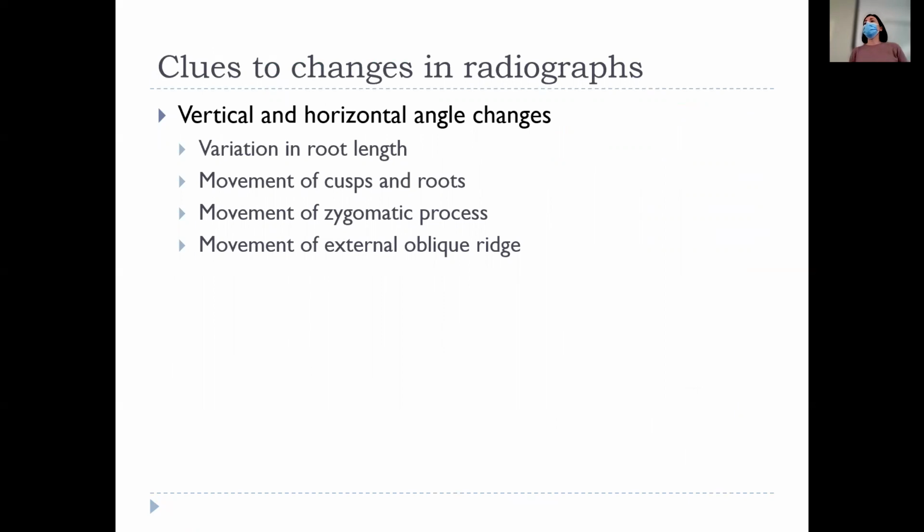So, clues to changes in radiographs. We're going to look at vertical and horizontal angle changes. There are certain structures in the face that are always going to be buccal. Can anybody think of a landmark that you actually had to do on the exam today that's a very buccal structure?